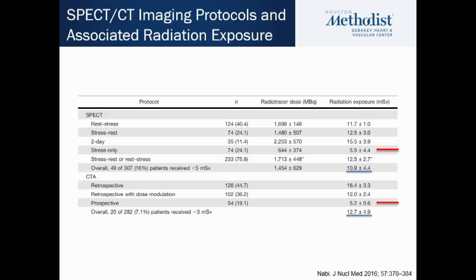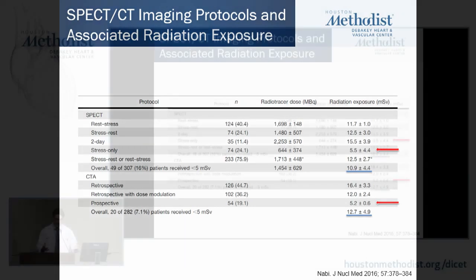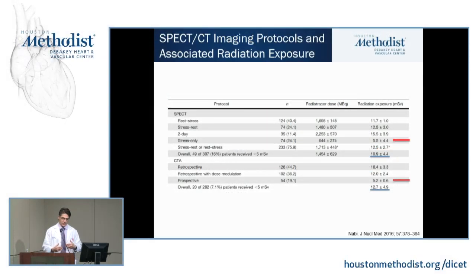Other things that we showed were, again, moving targets: our CTA population as an aggregate had a slightly higher radiation dose than our nuclear aggregate. But this was the days of 64 slice CT, and if you're doing prospective CT scanning, you were getting about 5 millisieverts of radiation. If you compared that to your stress-only imaging, you were also getting about 5 millisieverts. So not only can stress-only send people home just as fast as CT, you can send them home with much less radiation as well.